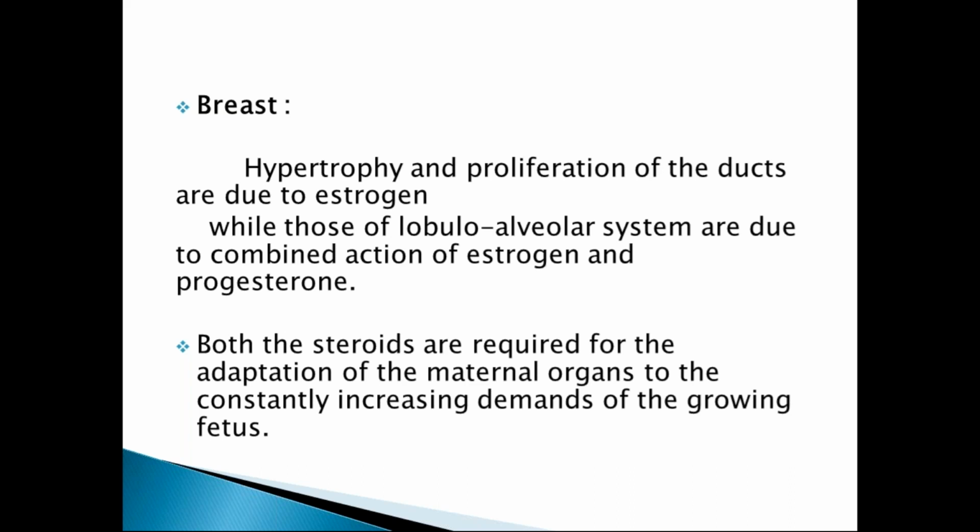So coming to the breast changes, the hypertrophy and proliferation of the ductal system is under the influence of estrogen, while those of lobular and alveolar system is due to combined effect of estrogen and progesterone. So the ductal system by estrogen and lobular alveolar system by estrogen and progesterone. So both the steroid hormones are required for adaptations of physiological changes of various maternal organs, which constantly increase in demand of the growing fetus, as I have already said.